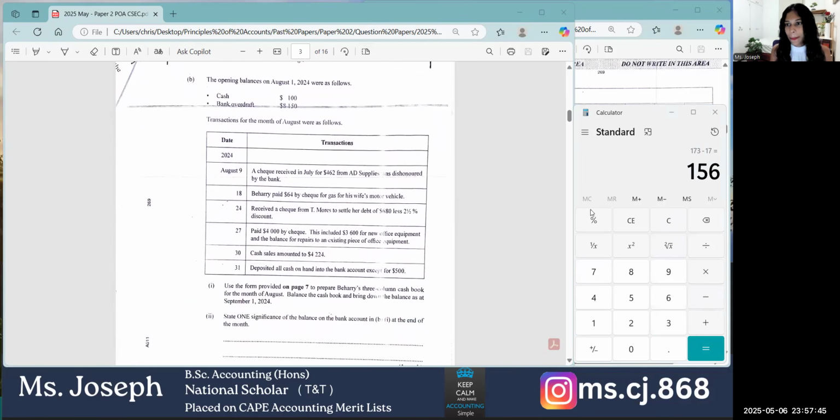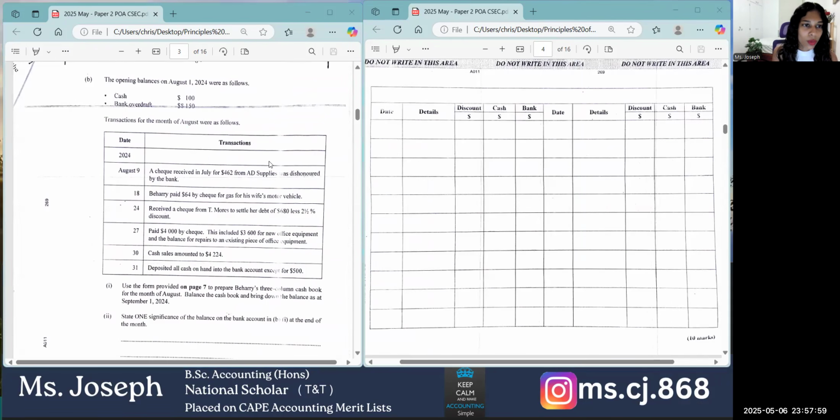All right. B, they tell you now the opening balances on August the 1st, 2024 were as follows. They give you the cash and they give you bank overdraft. Transactions for the month of August were as follows. Now let's see what they are actually asking us to do in this question. Part 1 of B tells you, use the form provided on page 7 to prepare Bihari's 3-column cash book for the month of August. Balance the cash book and bring down the balances as at September the 1st, 2024.